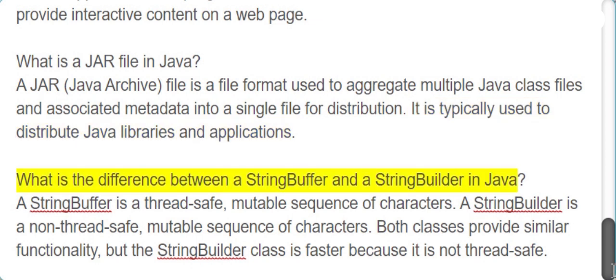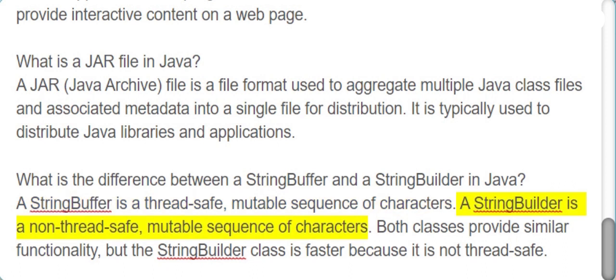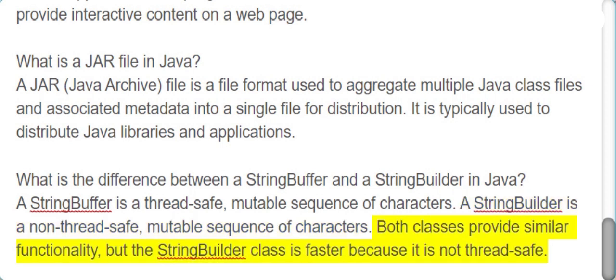What is the difference between a string buffer and a string builder in Java? A string buffer is a thread-safe, mutable sequence of characters. A string builder is a non-thread-safe, mutable sequence of characters. Both classes provide similar functionality, but the string builder class is faster because it is not thread-safe.